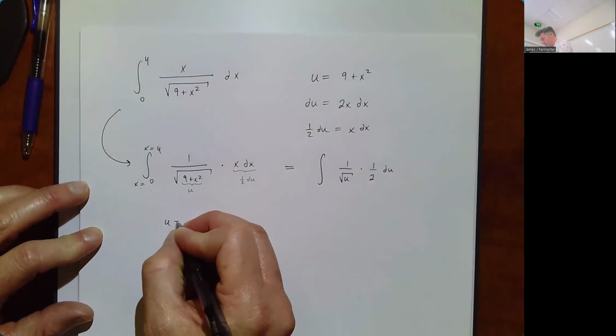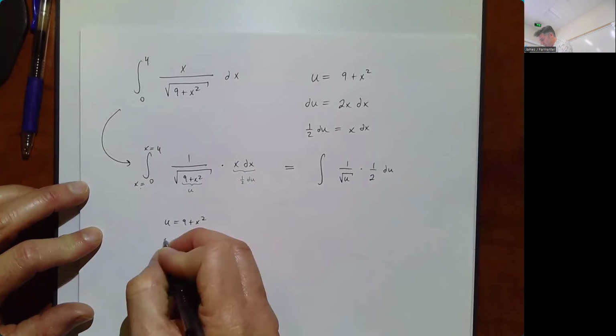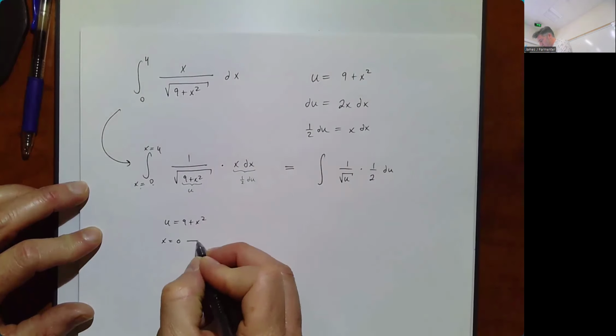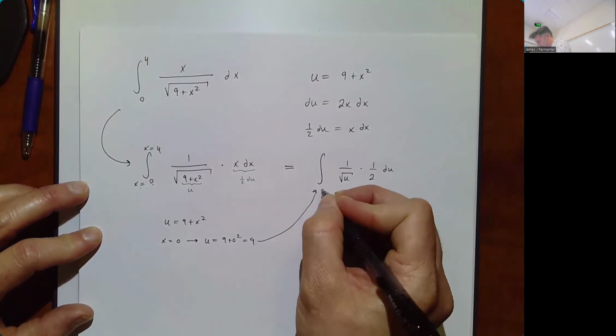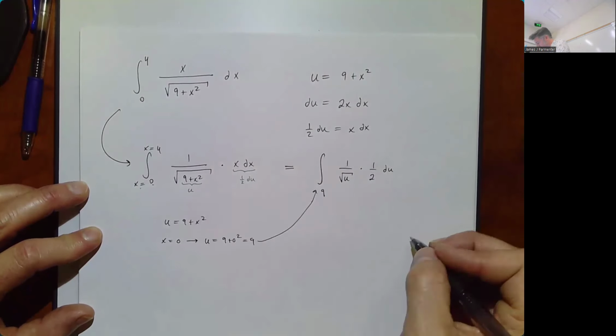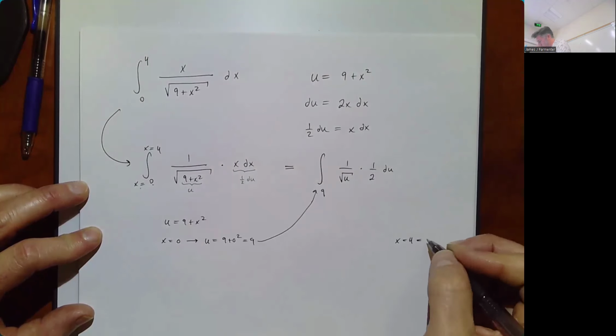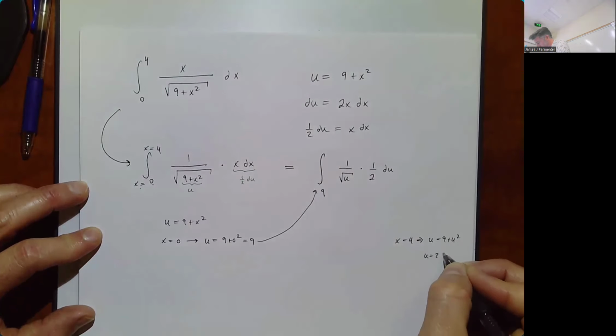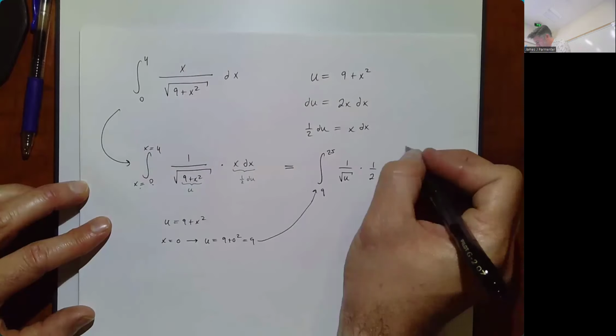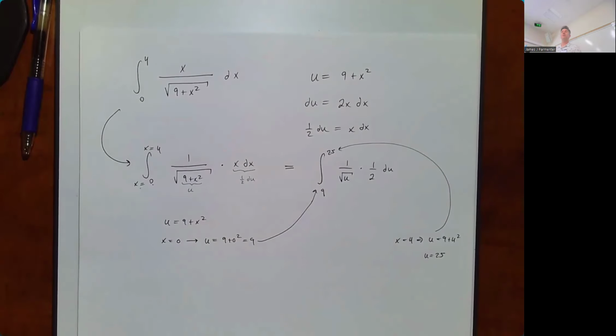So u equals 9 plus x squared. If x equals 0, u is going to equal 9 plus 0 squared, which is 9. And if, right over here, x equals 4, u is going to equal 9 plus 4 squared, which is 16 plus 9, which is 25. And what's great about doing it this way is after you've done the antiderivative, you should not, you cannot, it is wrong to plug back in what u is equal to in terms of x. You get to leave it in terms of u and then just plug in your u values.